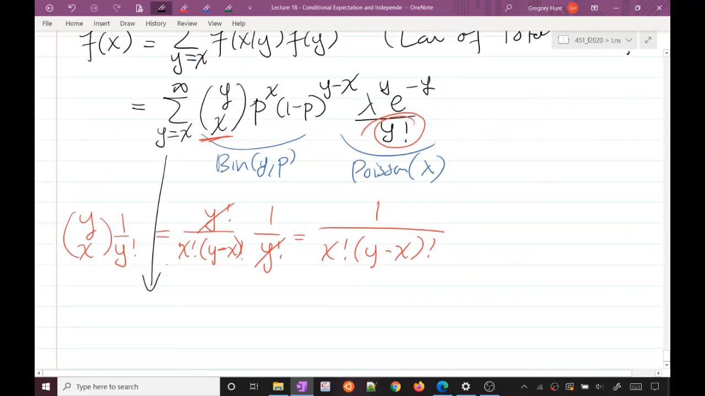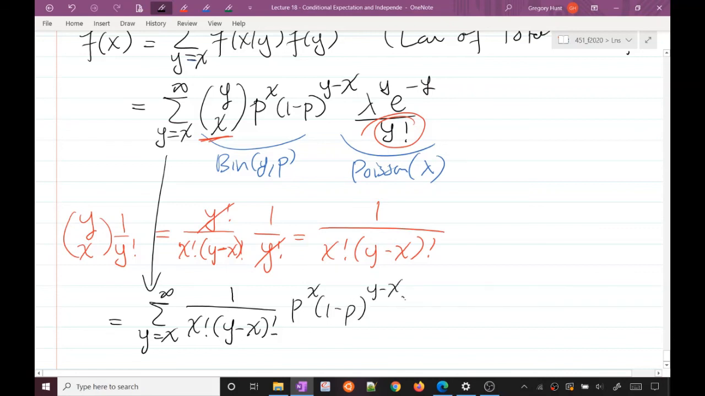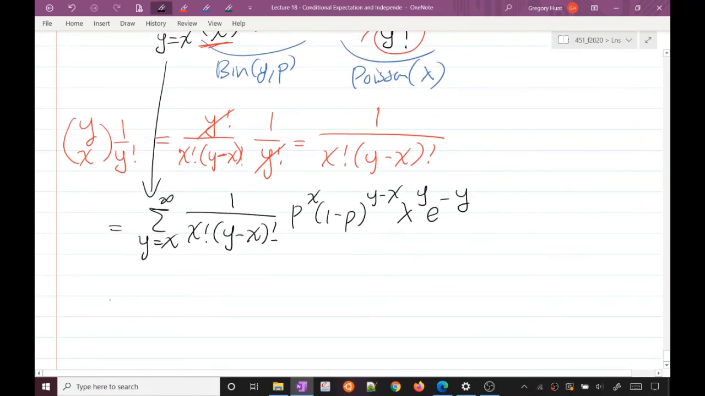So let's just rewrite this. Sum y goes x to infinity, and I have 1 over x factorial, y minus x factorial. And then I have the rest. P to the x, 1 minus p to the y minus x, lambda to the y, e to the negative lambda. And I've already taken care of that y factorial. Let's just factor out anything that doesn't depend on y. So I can factor out the x factorial. I can factor out the p to the x. I can factor out the e.